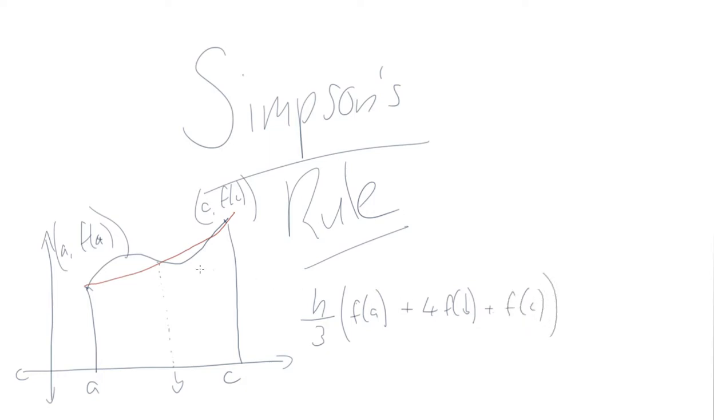Okay, so what's different in here? H has changed. Well, h hasn't changed. H is still in here. H is still the width here. But h is over 3 now. Okay, something to watch out for. And it's 4 times the middle. H on 3, first and last, 4 times the middle for Simpson's rule.